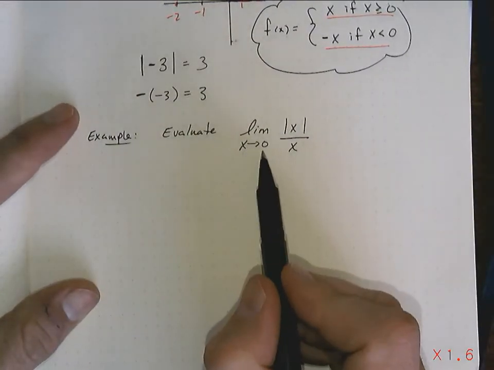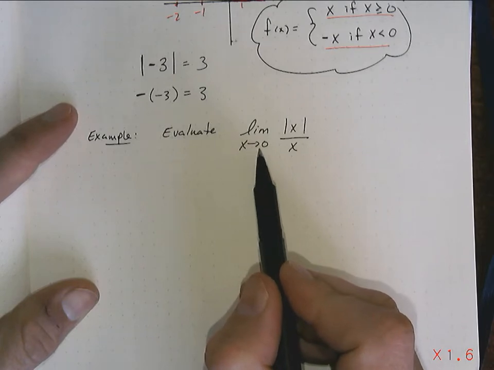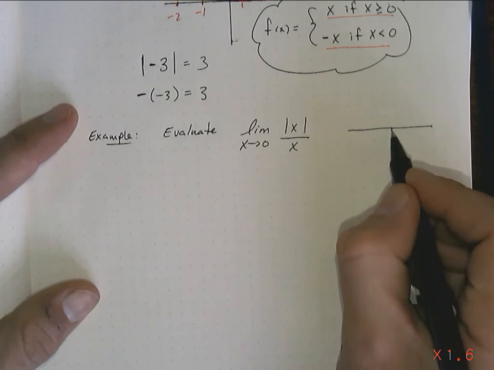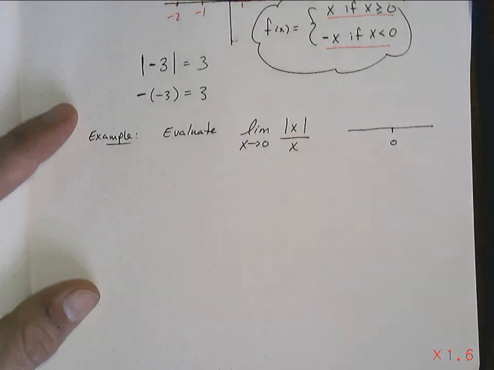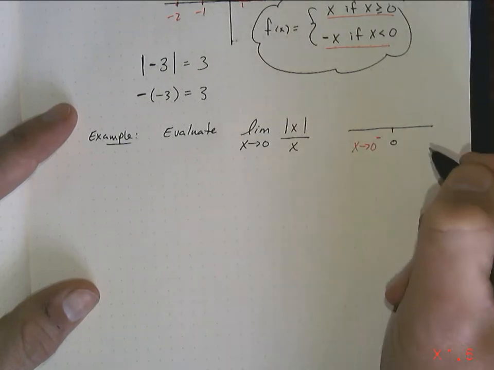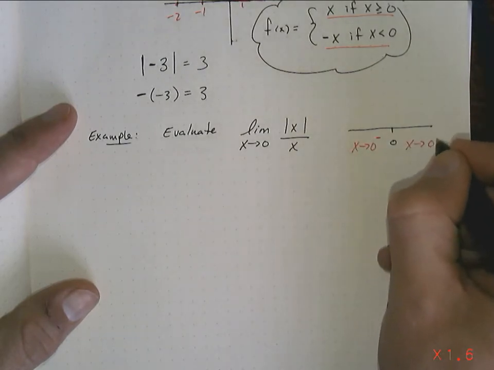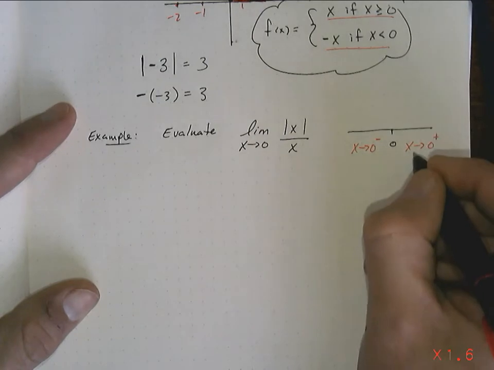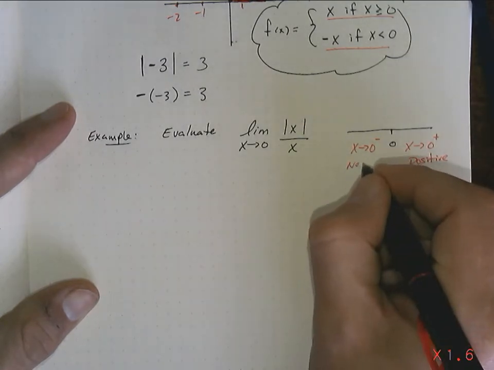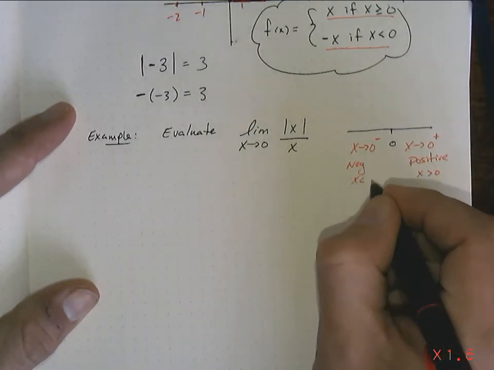And notice that the limiting value of 0 has two sides to it. There are sides where x is approaching 0 from the left, and there are sides where x is approaching 0 from the right. Some of these values are greater than 0, and some of them are going to be negative, values that are less than 0.